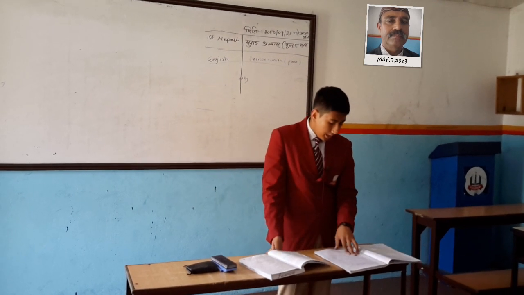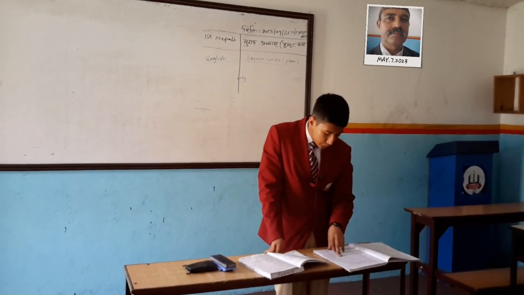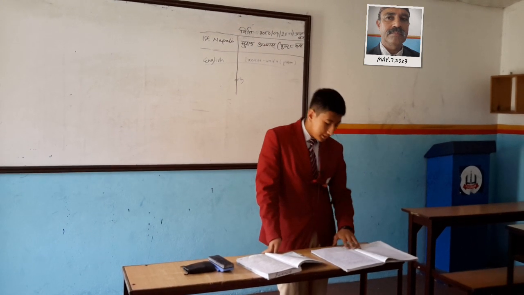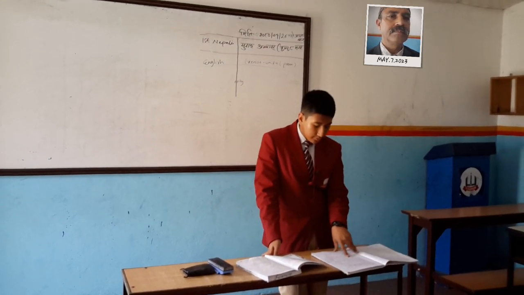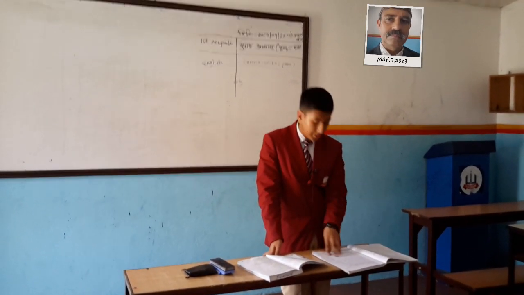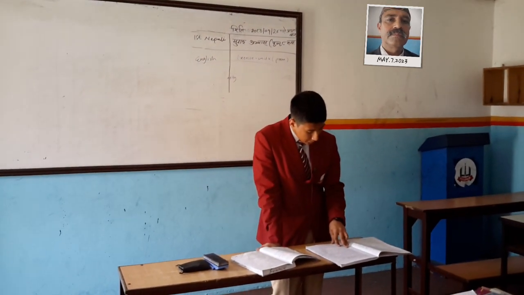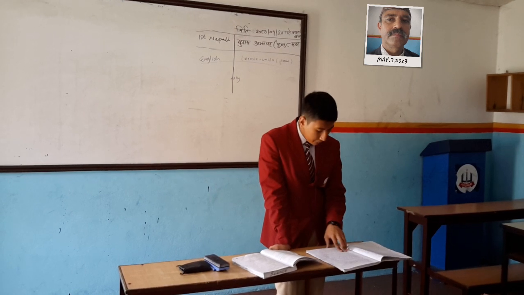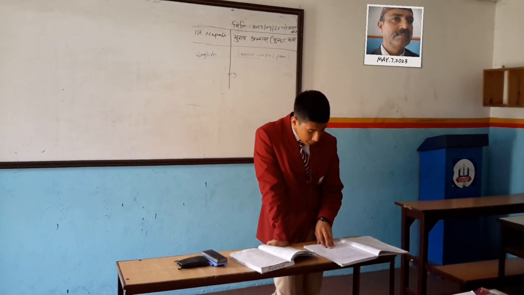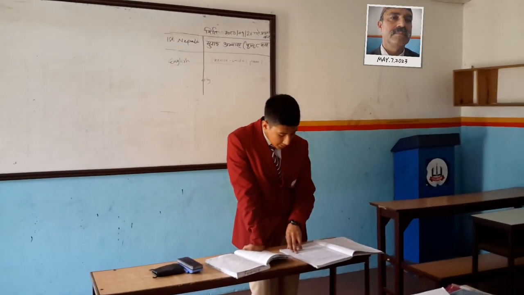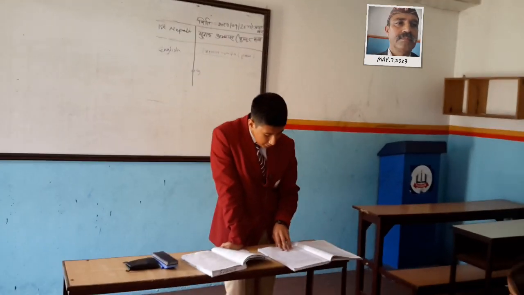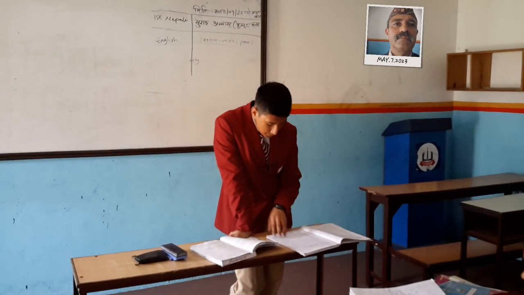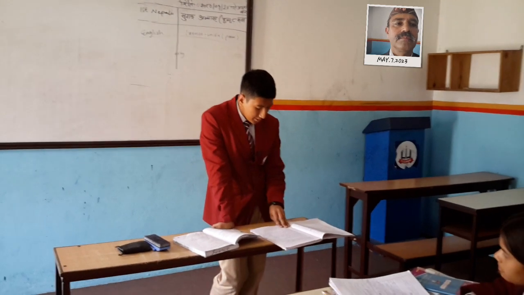G number, how many dependent variables do you want in an experiment? Answer, I want more than 2 dependent variables in an experiment. H number, define unit and write its type. Answer, the reference standard with which we carry out the measurement of any physical quantity of same kind is called unit. Its types are fundamental unit and derived unit.